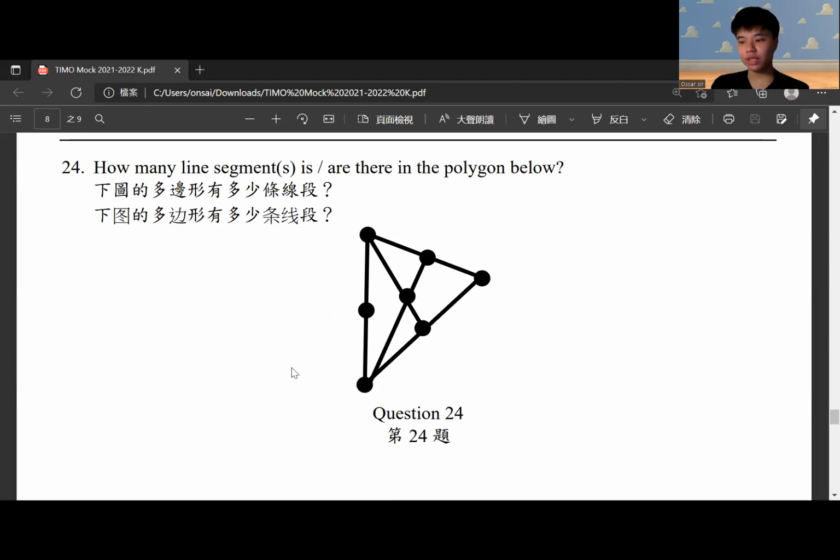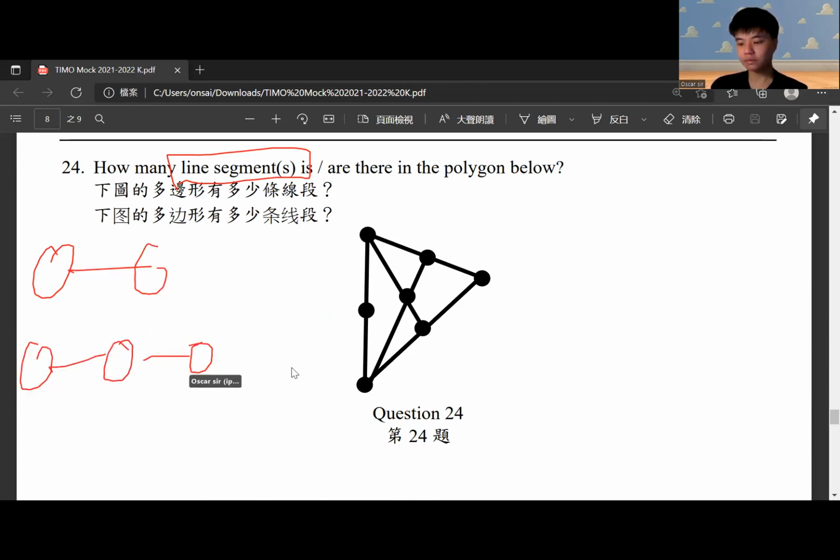Okay. In 24, we are trying to find the line segments. Actually, a line segment is just like this. This is a line segment. In this type, the yellow one, two dots and then one line. We can find, look here, one, two, three, four, five, six, seven, eight. Right, eight. Hey, students, please mute the mic. So we can find that the segments with two dots and then one line is six. But there is another kind of segment, three dots and then two lines, which is also a segment.